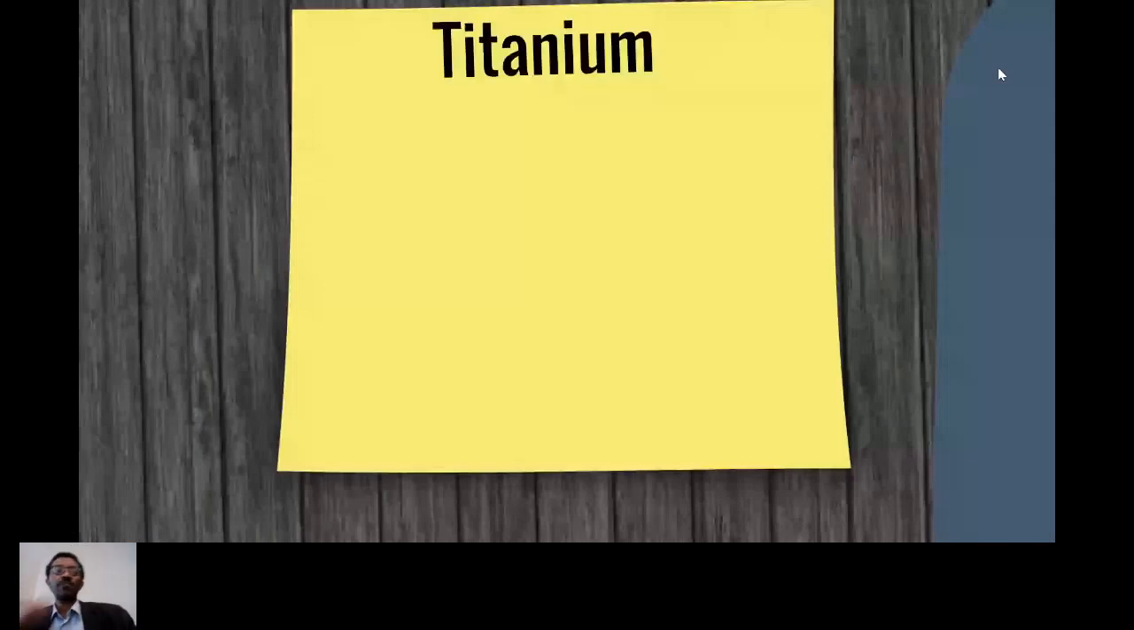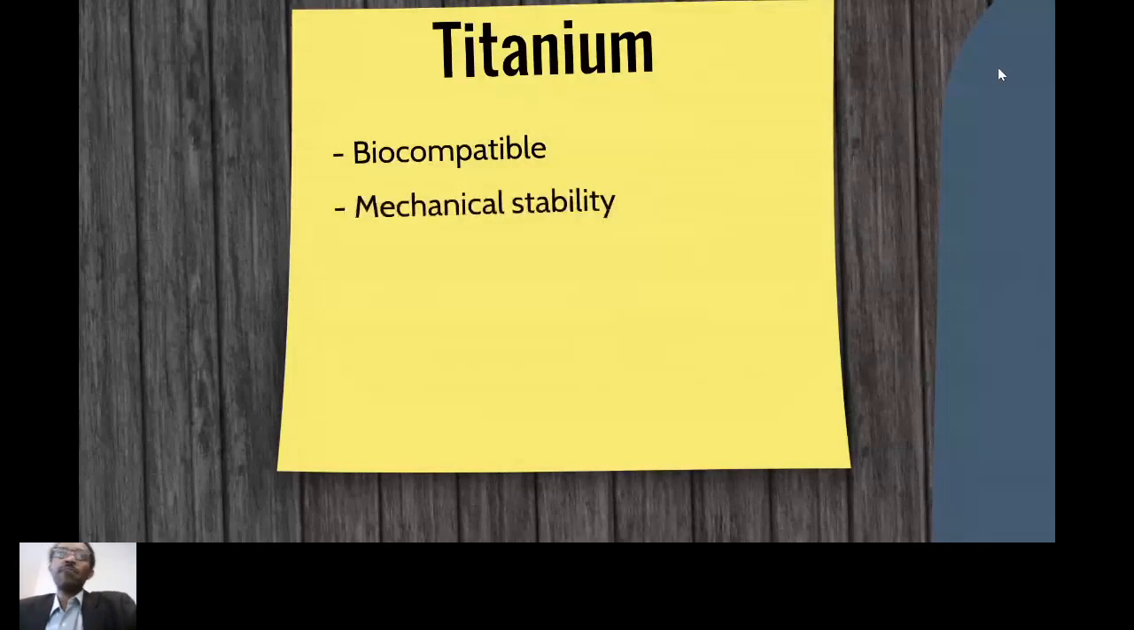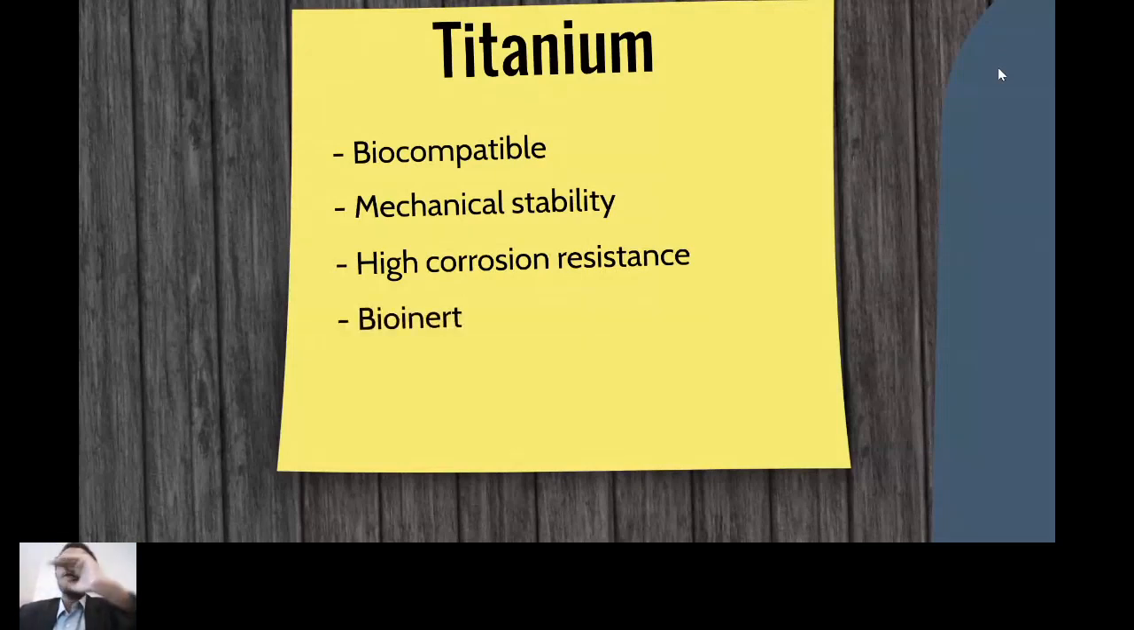Before we start talking about biological aging, a quick note about titanium itself. Most of our implants are titanium. Of course, some people use zirconium and other materials, but most implants are titanium. Titanium is a highly biocompatible material. It has high mechanical stability, high corrosion resistance, and it is a bioinert material. Whether this is a good thing or a bad thing, I don't know. Bioinert means no harm.